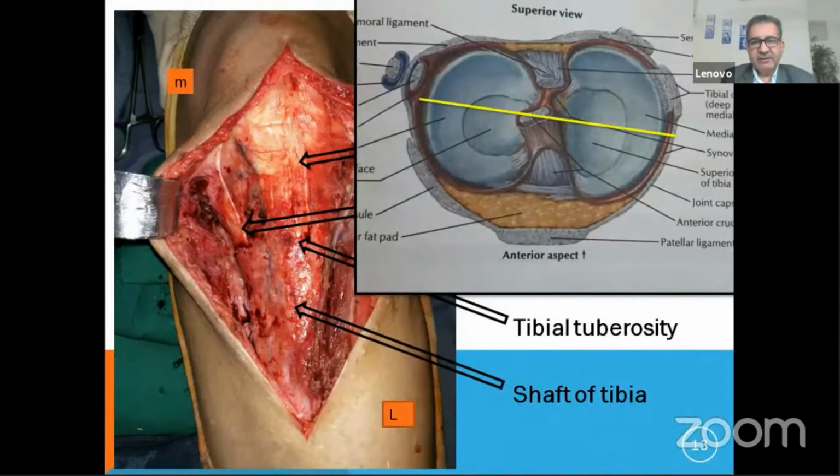And you need to know your limitations. Stay anterior to the tibial collateral ligament and fibular head. You cannot go behind that. So all your dissection will be within this limit only.